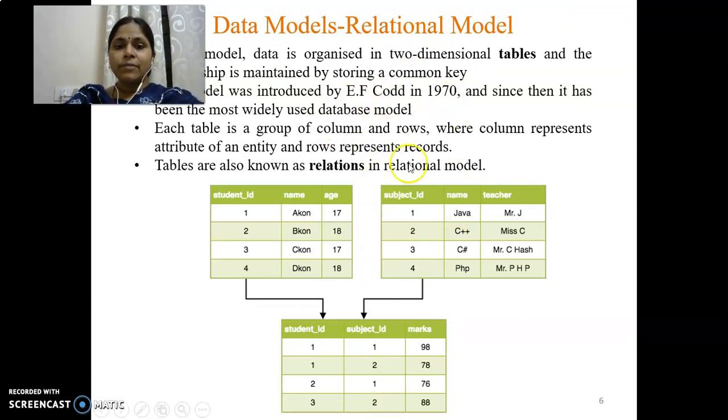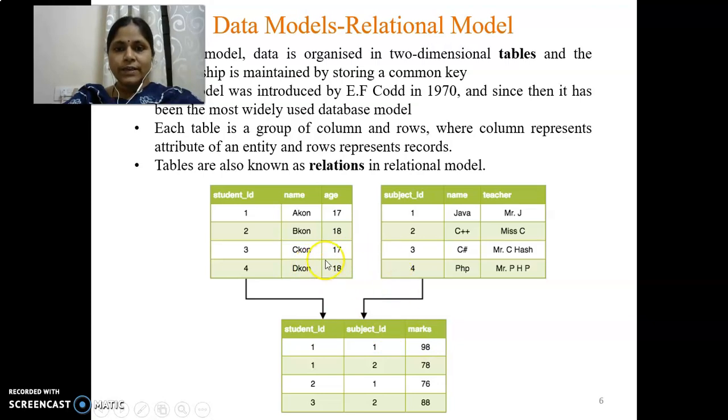This is the relational model. The next type of data model is the relational model. In this model, data is organized in two-dimensional tables, and the relationship is maintained by storing a common key. Here in the example, this is one table: student ID, name and age. The second table is subject ID, name of the subject and teacher who is teaching the subject. And the third table is student ID, subject ID and marks.